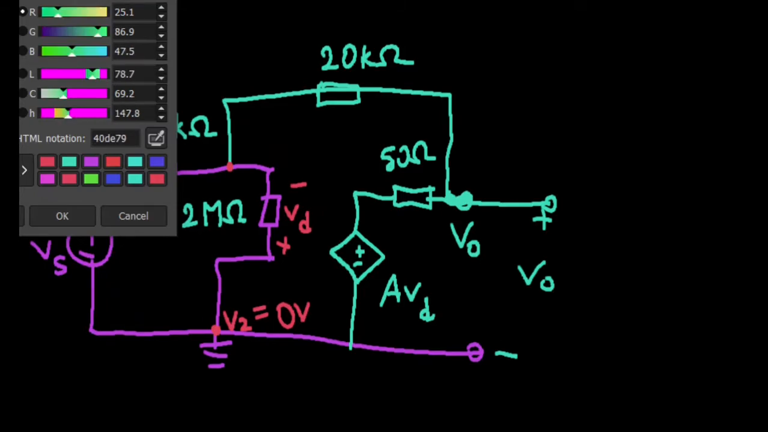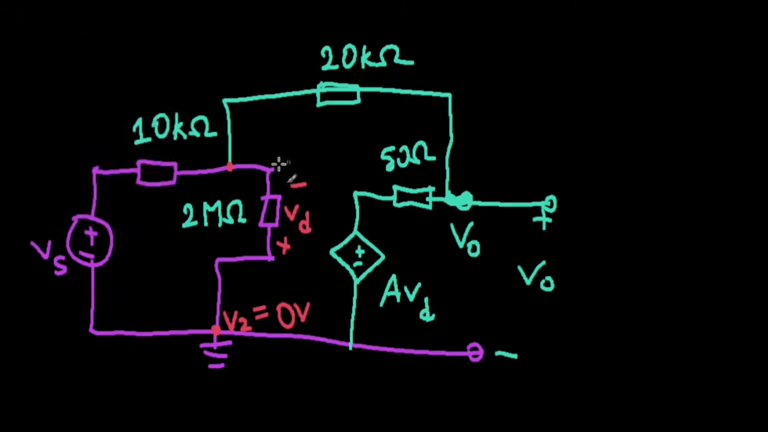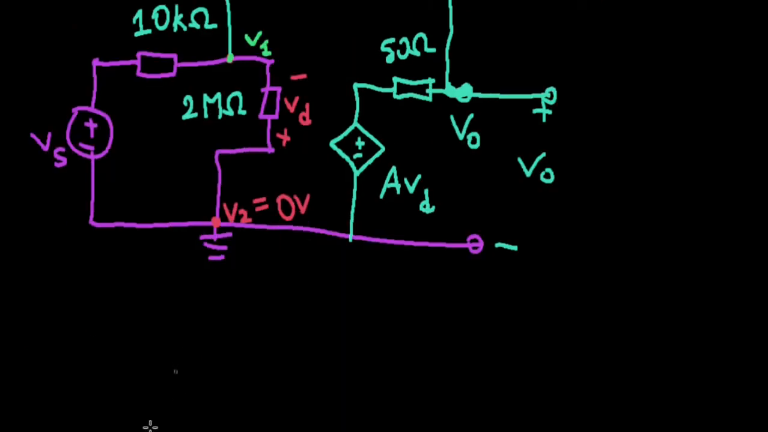The other one that we have left is V sub 1, which is your inverting input. This is V sub 1. All right, so what is VD? It is V2 minus V1, but V2 is 0. So VD is, this is a good simplification, VD is 0 minus V1, or it's just negative V1.